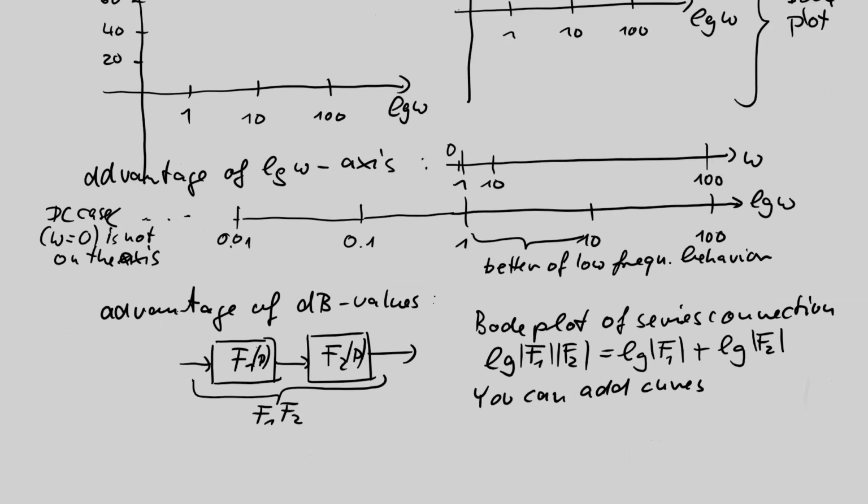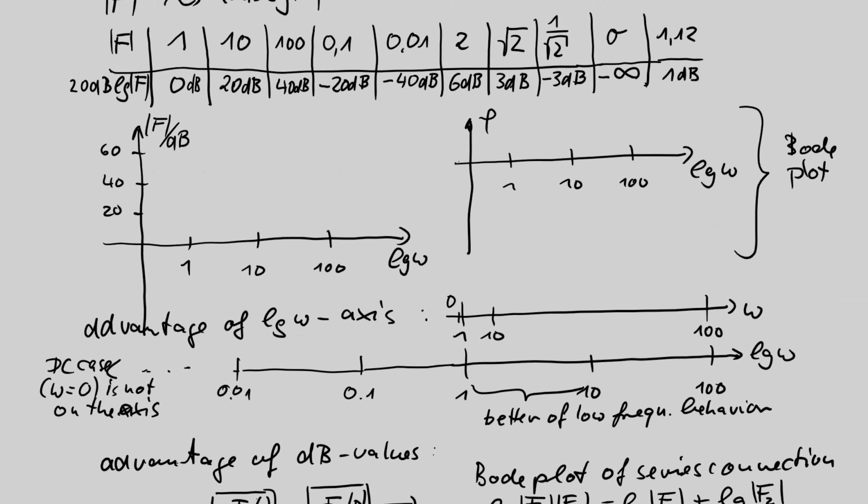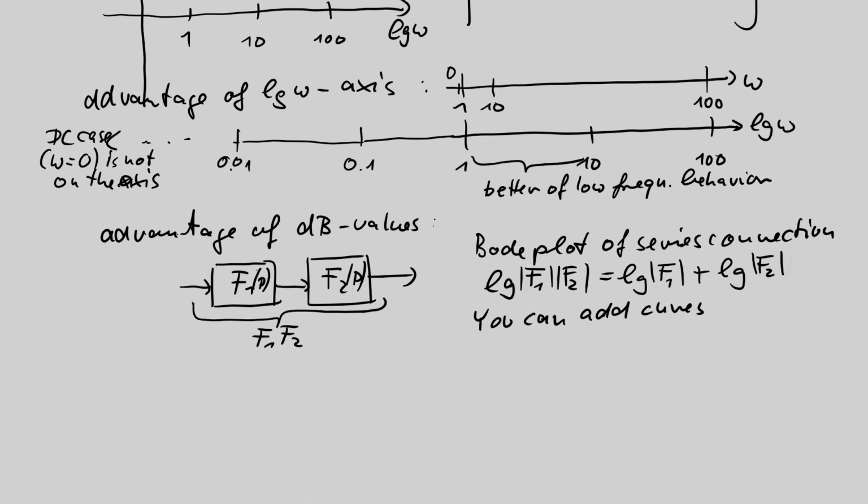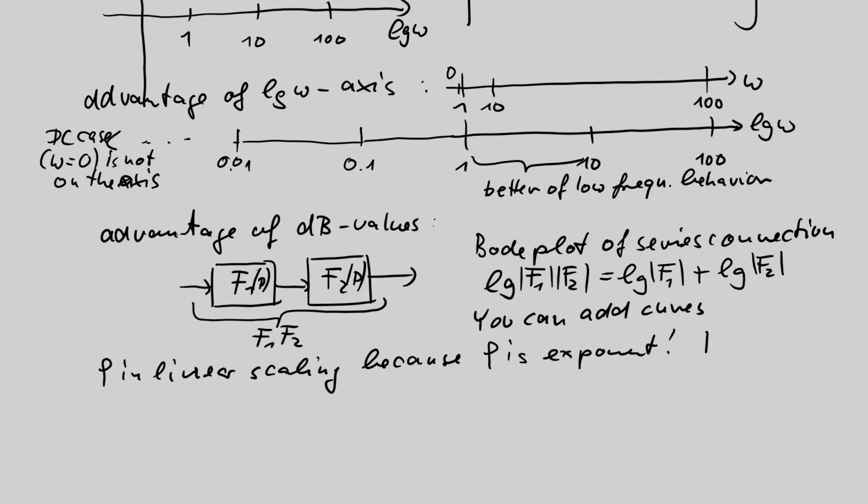The last question is why we do not display phi in logarithmic scaling. Answer, very simple. Phi is displayed in linear scaling, because phi is an exponent. The complex function f is the magnitude times e to the power of j phi.